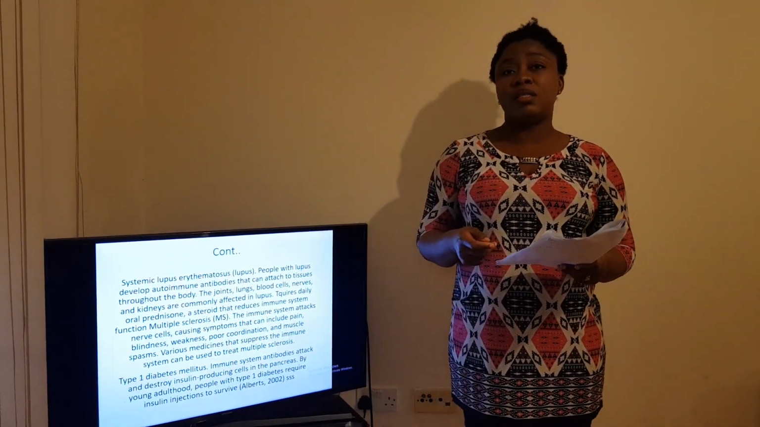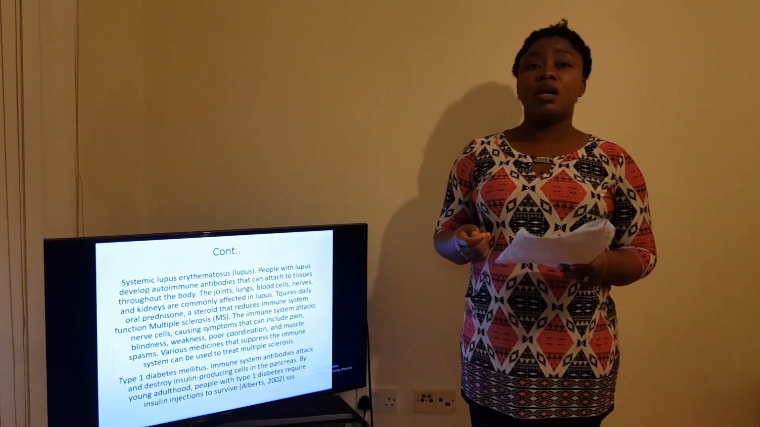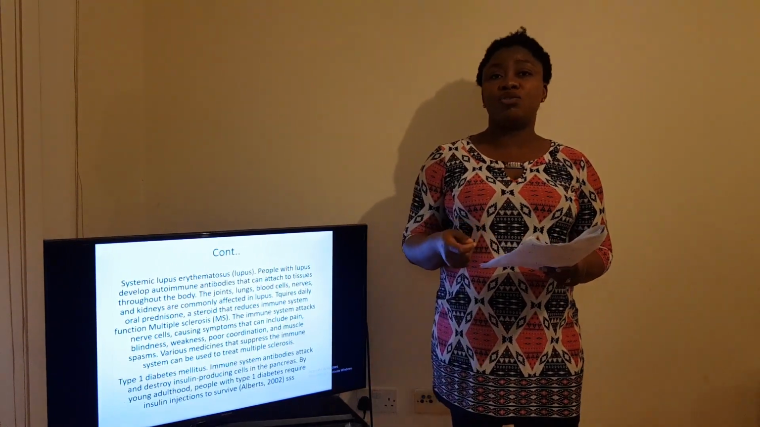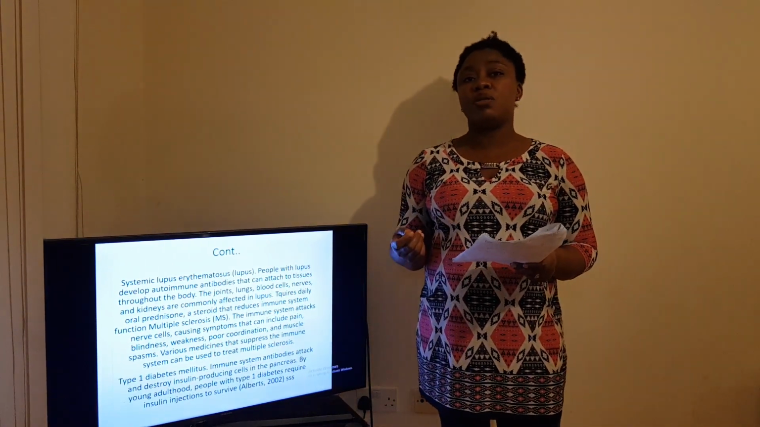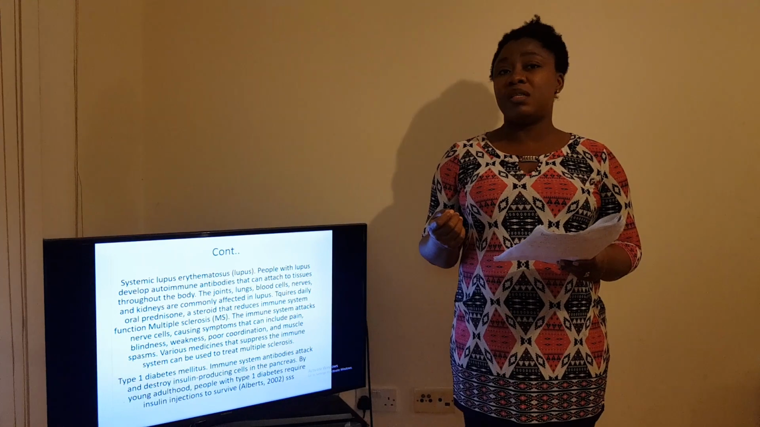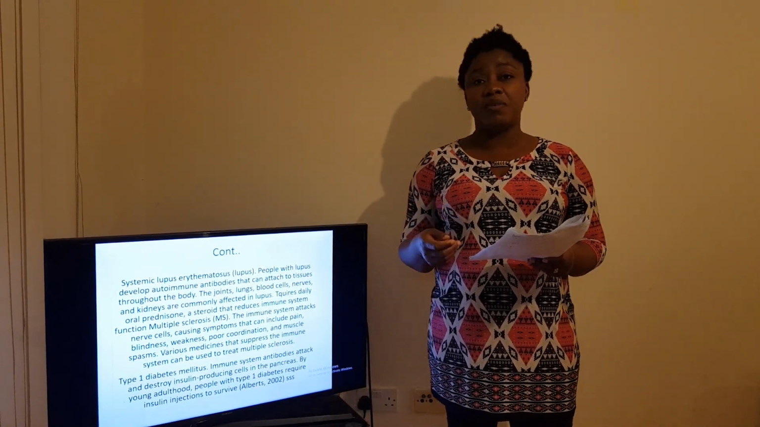Type 1 diabetes mellitus. Immune system antibodies attack and destroy the insulin-producing cells in the pancreas, usually by young adulthood. People with type 1 diabetes require insulin injections to survive.